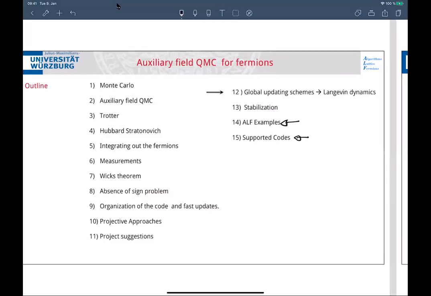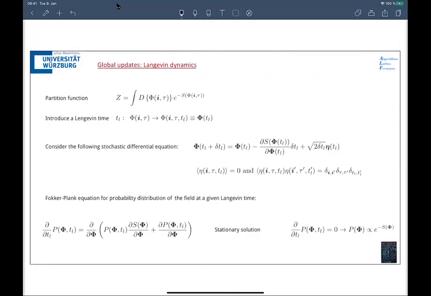So why global updates? Well, we have single spin flip updates for the moment, sequential single spin flips, and there are many applications like electron-phonon problems, etc., where we would need some better updating schemes. And so we have embarked on trying to include different updating schemes in the ALF package, not necessarily better, to be very honest. So this is a starting point.